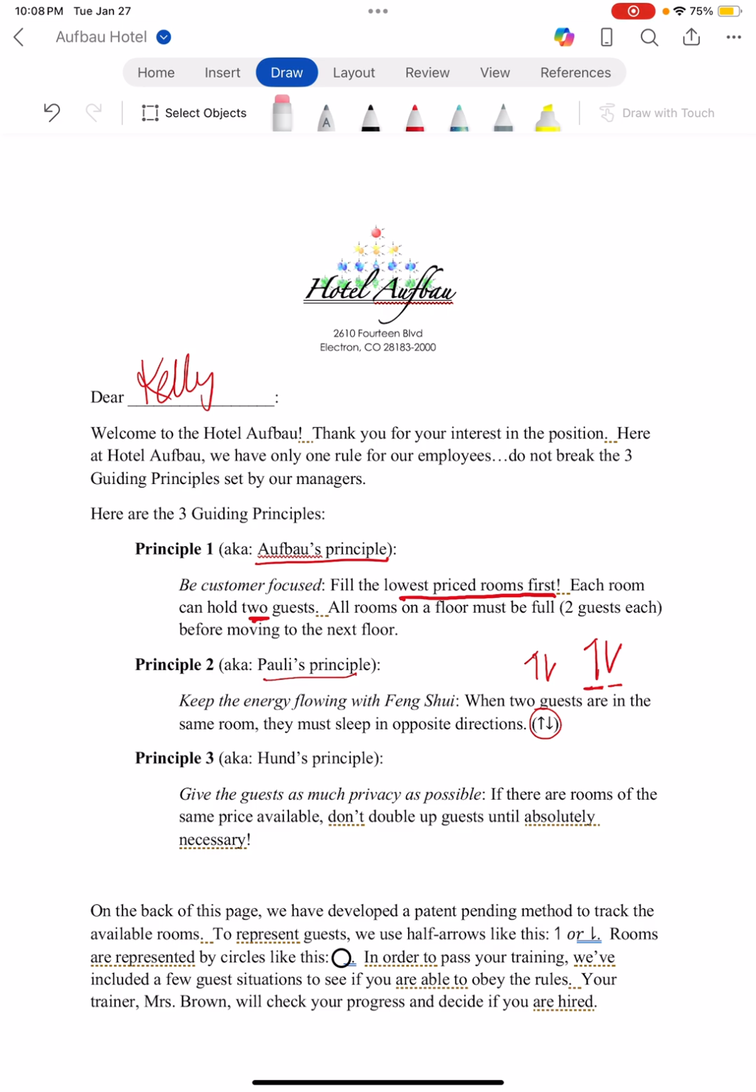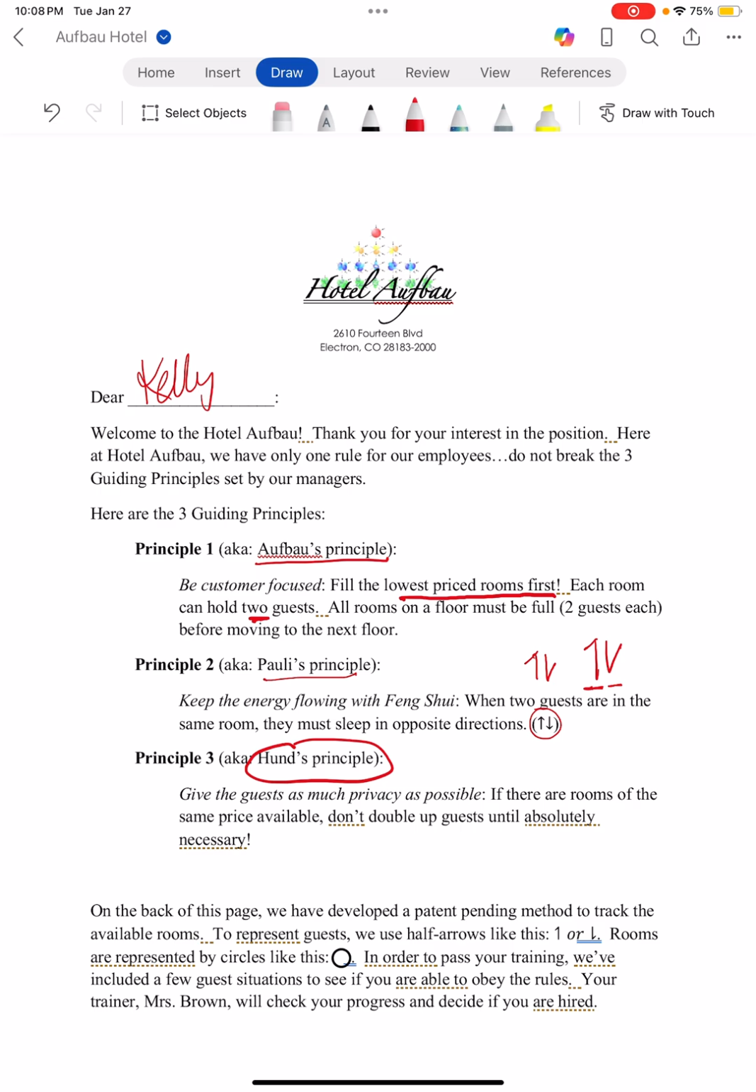And last is called Hun's principle. That's principle 3. Give the guest as much privacy as possible. If there are rooms of the same price available, do not double up guests until absolutely necessary.